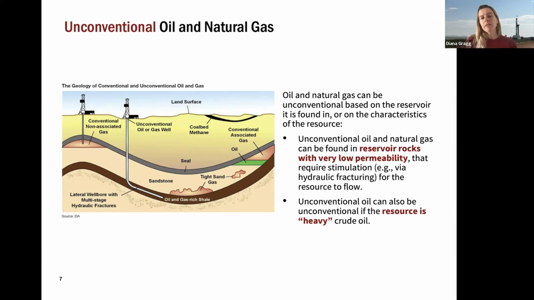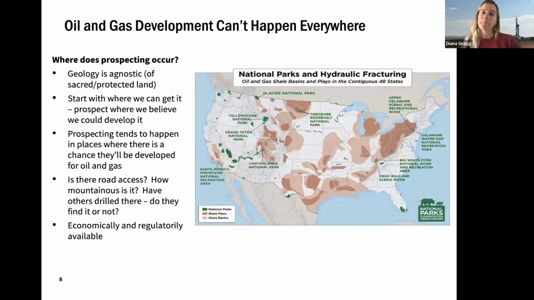The other unconventional oil that is also produced a lot is in Canada or Venezuela, where it's a very heavy oil. And so that heavy oil doesn't flow naturally. And so you have to do a lot to that oil in order to make it flow, in order to produce it. And so that is also considered an unconventional resource.